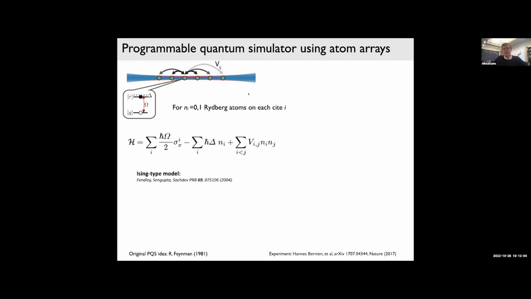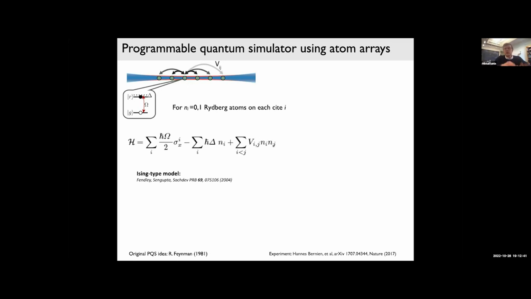To understand this, let's first consider this one-dimensional chain of atoms, as shown here. Suppose that the atoms are equally spaced, and let's encode qubits in ground and Rydberg states. In this case, you can write down the Hamiltonian which will describe the interaction. Let's assume that we excite these atoms homogeneously. So there will be a Rabi excitation term. There will be this detuning term, which corresponds to the chemical potential, where n is the number of Rydberg atoms on each lattice site. And then this is the interaction.